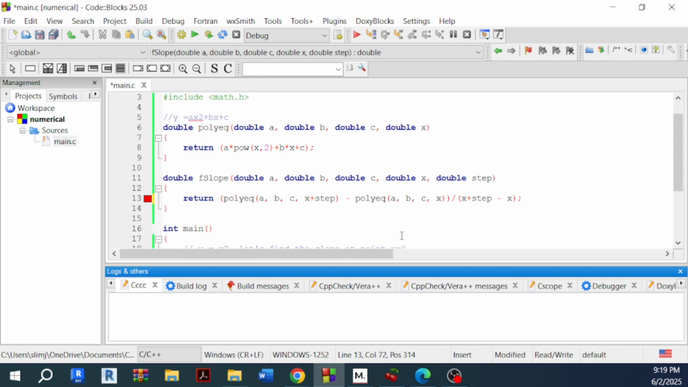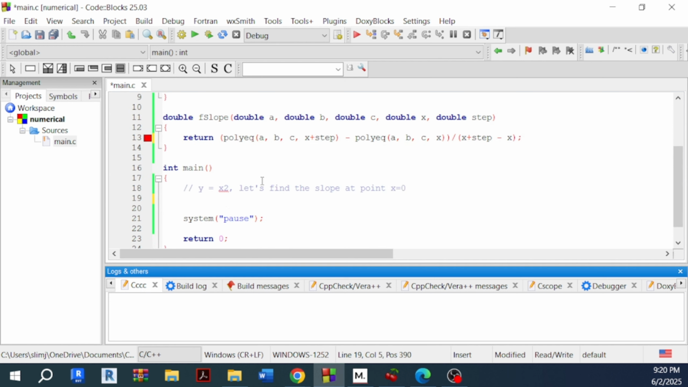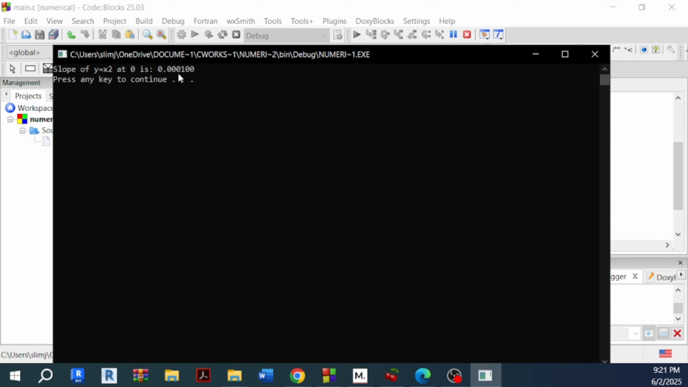So let's call it. We're going to use the same function y equal x squared. Slope is equal to f_slope(1, 0, 0, 0) at x equals 0, and the step is 0.0001. Print f_slope of y equal x squared at 0 is percentage f, slope. You get around 0, not exactly, because you need to be almost 100% accurate, meaning exactly at 0 to get 0 sharp. However, this tells us y equal x squared, the tangent over that curve would be parallel to the x-axis at x equal 0.